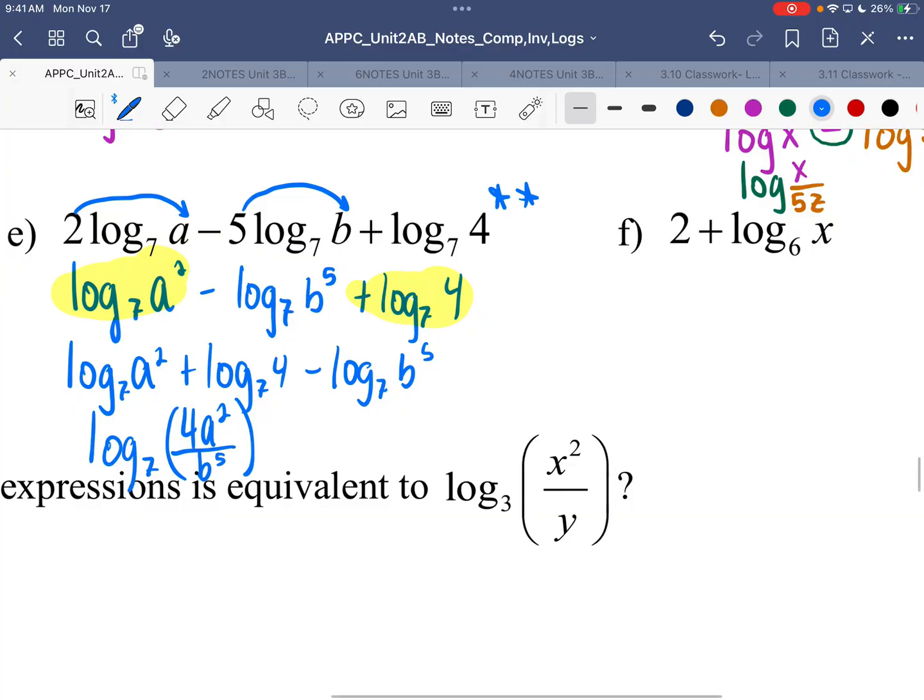So we got the b to the 5th because it came after the minus sign. So after a minus sign, this thing's going to be in the denominator.